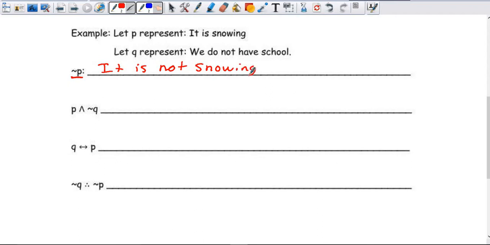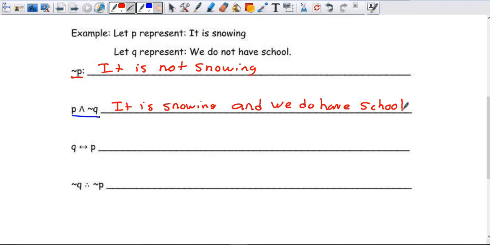For the second one here, we're going to do P and not Q. So I write P first. It is snowing. And for our symbol that's there, we do have school. Why am I saying we do? Because remember, in math, 2 negatives make a positive. So when we negate something that already has a not, that not goes away, okay?